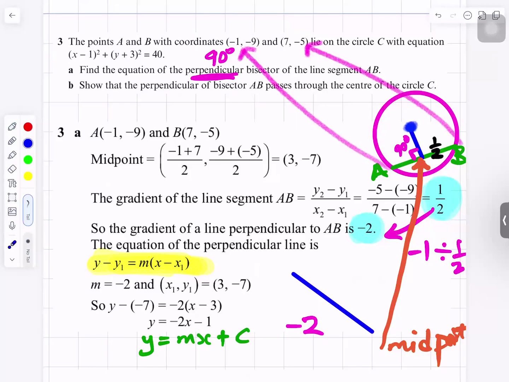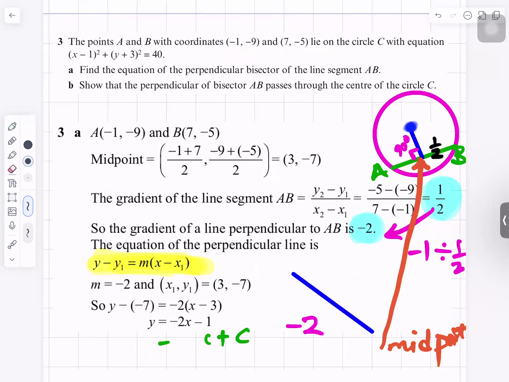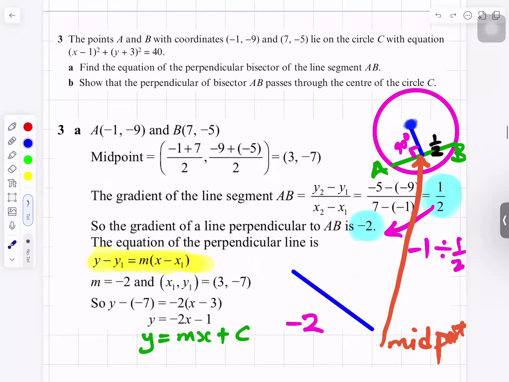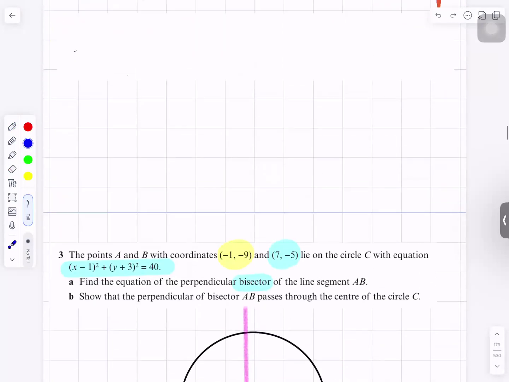And then, can you read part 3B for me, please? So that the perpendicular bisector of AB passes through the center of the circle C. Yes, so we need to know the center of the circle and the perpendicular bisector AB. Do we know the equation for the perpendicular bisector? Yes. That's what we just found out. So we would go now and show that it passes through the center.